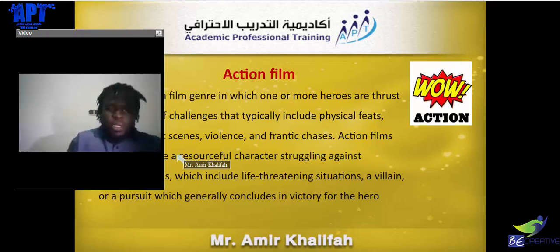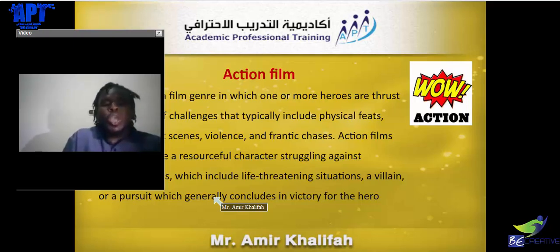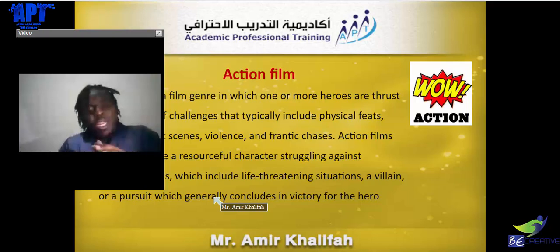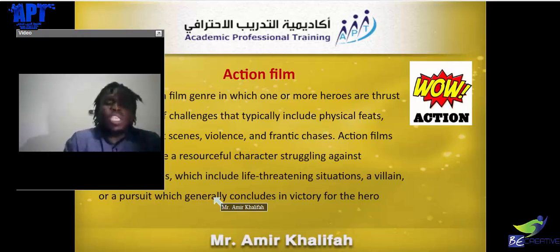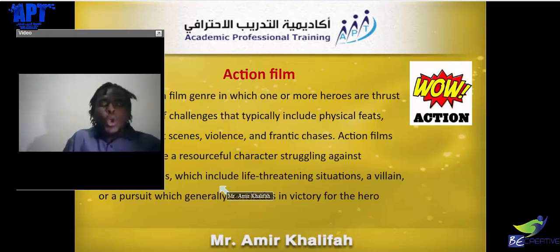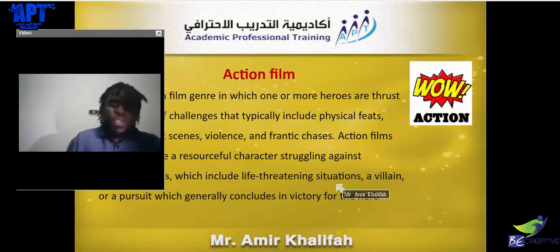Action films tend to feature a resourceful character struggling against incredible odds. So the hero or the star of the movie usually goes through a lot of difficulties and a lot of hard things in order to win. So those difficulties include life-threatening situations where you may die, where the character may die in the movie.